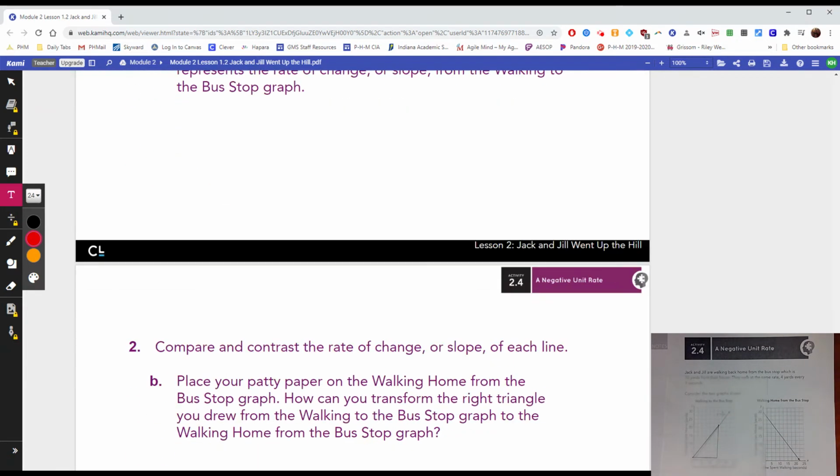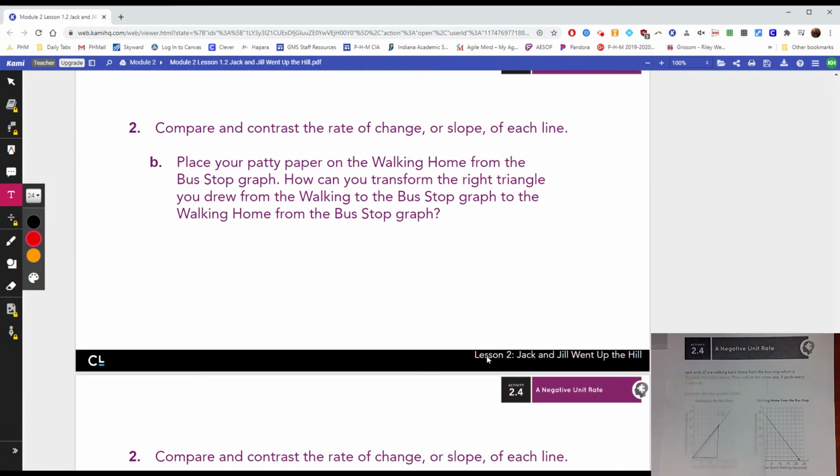Now for part B, we're going to place this patty paper on the walking home graph. And it's asking, how can we transform the right triangle you drew on your patty paper to match the walking home one? Well, it's not even close here. No translation is going to do it. I guess I maybe could rotate it, but if I reflect it, look at that. My triangle fits right in there if I reflect it. So this is a reflection. It took a reflection to do that.